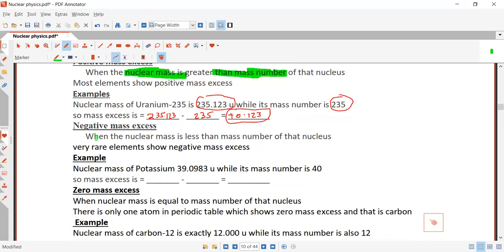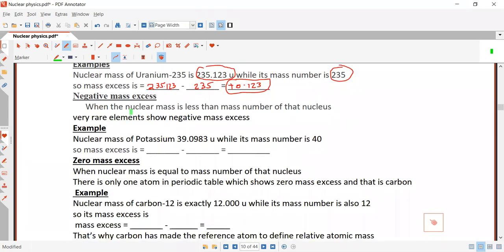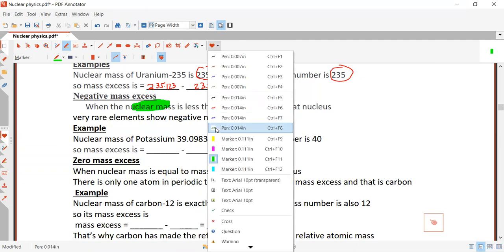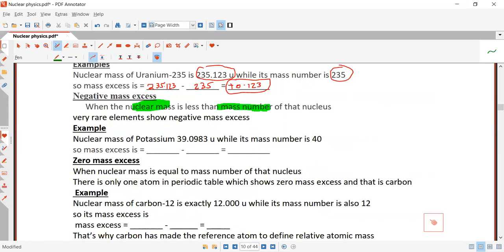Okay, so there is a negative mass excess as well, and that is definitely the opposite: when the nuclear mass is less than the mass number. The example for that is potassium, right? Potassium's mass is 39.0983, and its mass number is 40. So the mass excess is going to be 39.0983 minus 40. So it's going to be a negative number, right? That's why we call it negative mass excess.